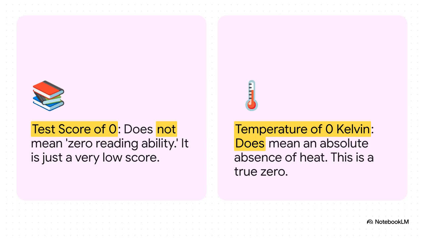But what about a temperature of 0 Kelvin? That is a true 0. It's the absolute absence of all heat. And that's what makes it a ratio scale. It's what allows you to say things like, this is twice as heavy or half as long. And it's why these scales are all over the physical sciences, but pretty rare when we're trying to measure complex human things like intelligence or personality.